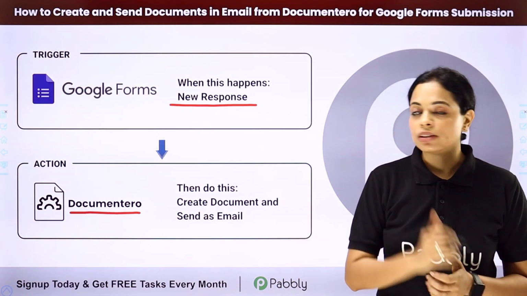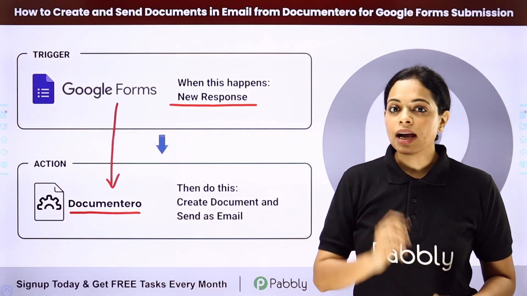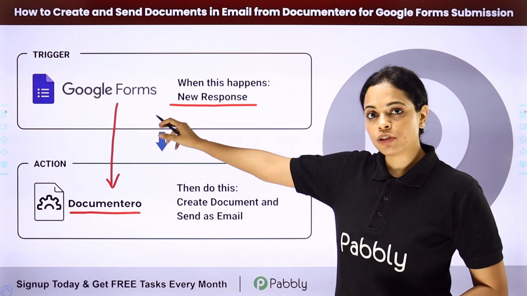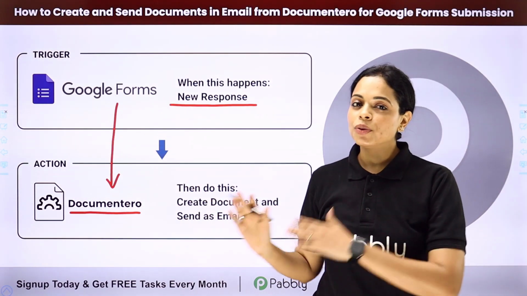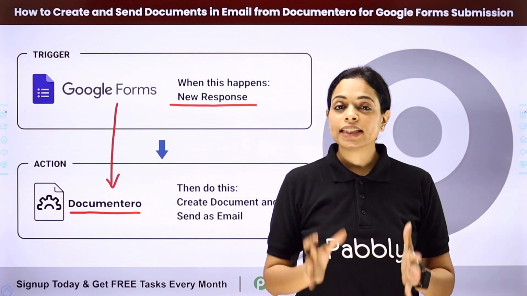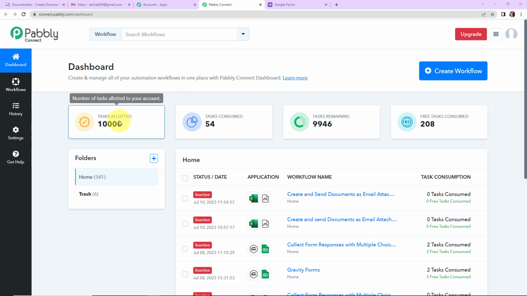How can that happen? For this, we will be integrating these two applications using Pabbly Connect. Our trigger application here will be Google Forms and our action application will be Documentero. Now to understand how you can do this yourself, integrate and automate this entire process, let me take you to my screen. So this here is the dashboard of Pabbly Connect software. You can reach here by clicking on the link which is given in the video description.